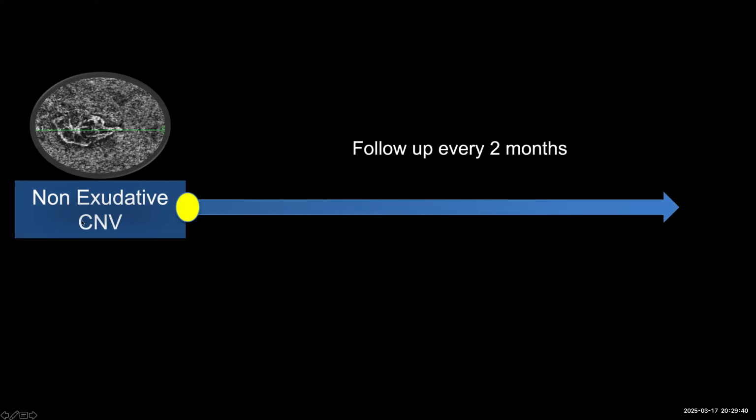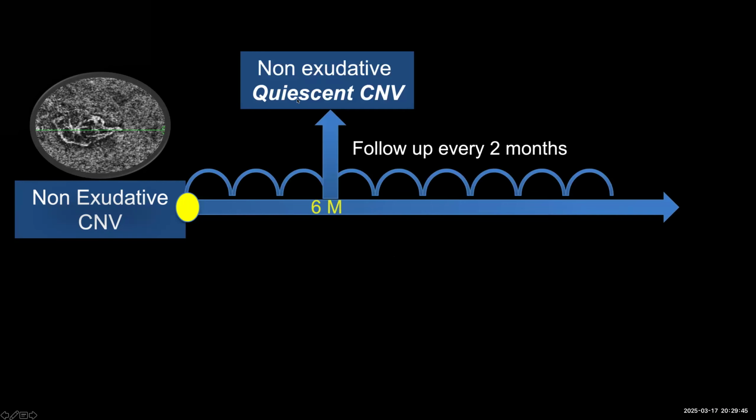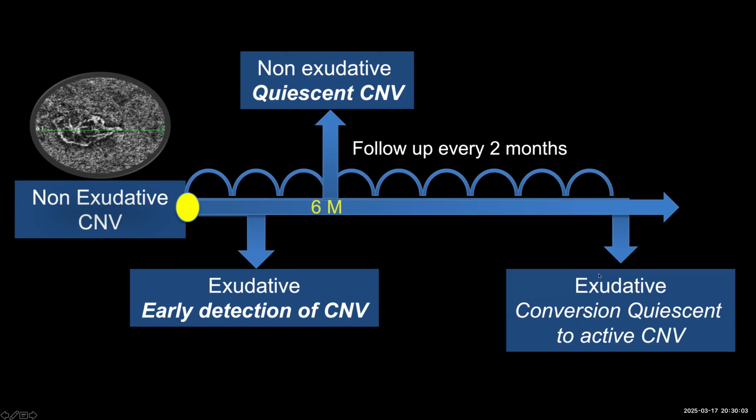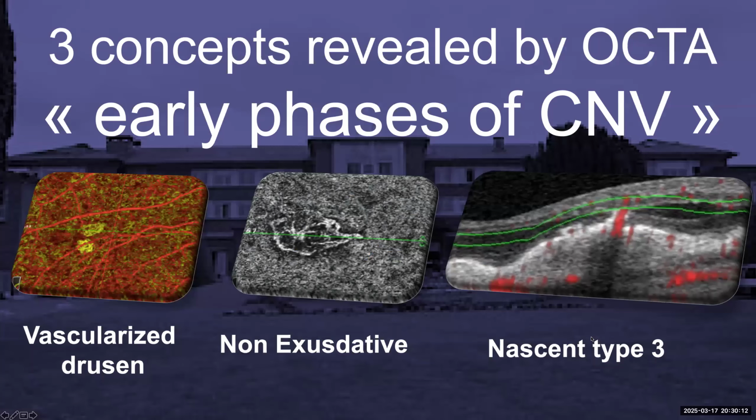So what differentiates early detection from a quiescent lesion? If at 6 months we don't observe any exudative feature, we consider it is a quiescent lesion after 6 months of follow-up. Before that, it is just early detection. We can consider it's a quiescent lesion unless we observe any exudative features with time, so this quiescent lesion is converted to an active CNV lesion.